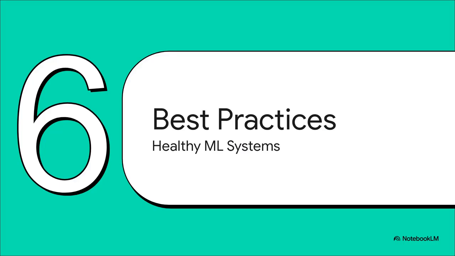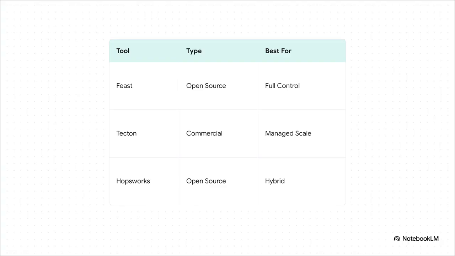Section 6. Ecosystem and best practices. Now, if you're looking at your own stack and evaluating your options, you've really got 3 major players. Feast is fantastic. It's open source, it's Python native, and it gives you total control over your infrastructure. But if you want a fully managed enterprise solution and you just don't want to deal with the underlying plumbing, Tecton is an absolute powerhouse. Or if you're operating in a hybrid or on-prem environment, Hopsworks is a really solid platform that actually bundles a feature store right alongside a model registry.